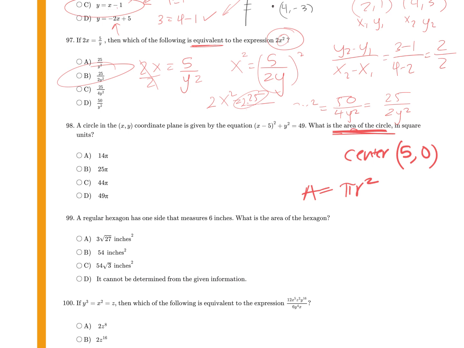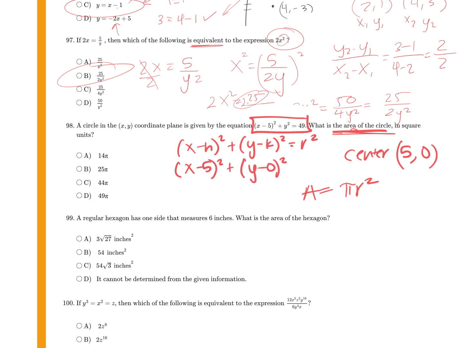Okay, so the equation of a circle is (x minus h) squared plus (y minus k) squared equals r squared. If we match it up with this one, (x minus 5) squared plus, I'm going to write (y minus 0) squared because there's no extra number with the y, equals 49. If we match it up, we see that r squared is 49. We just plug that in right here. So the area is 49 pi. I just switched the order. This is pi times 49.